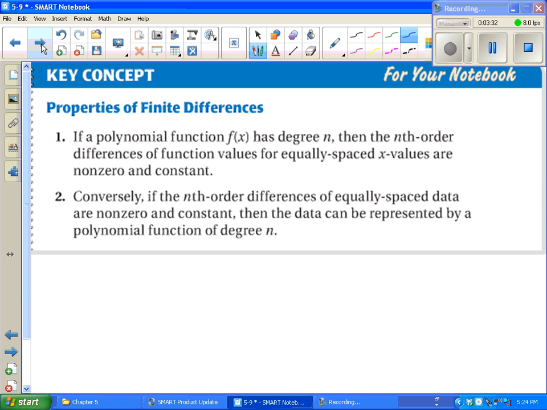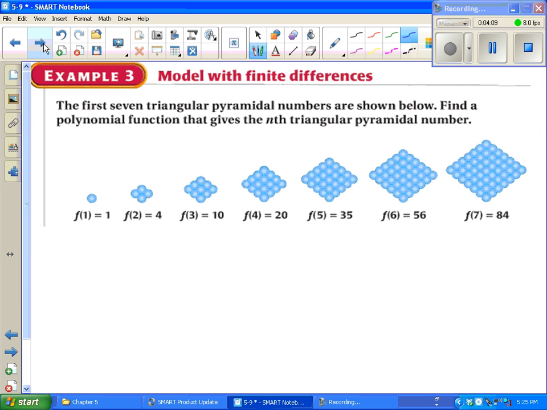This slide tells us about differences. It tells us if a polynomial has degree n, whatever n is, then the nth order differences are always equally spaced and constant. So we saw that in the last example. Conversely, if we know that the nth order differences are equally spaced, then the data can be represented by a polynomial function of degree n. So in other words, if we know that the 5th order differences are all 7, then this must be a 5th degree equation. So let's see what that's going to look like in a problem.